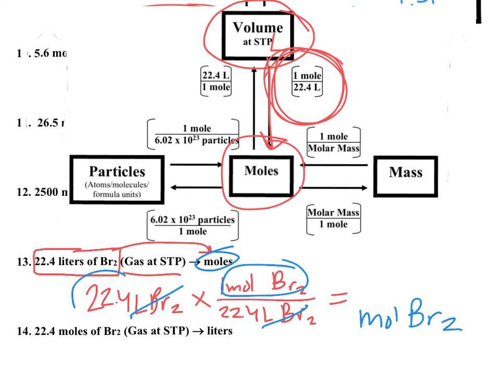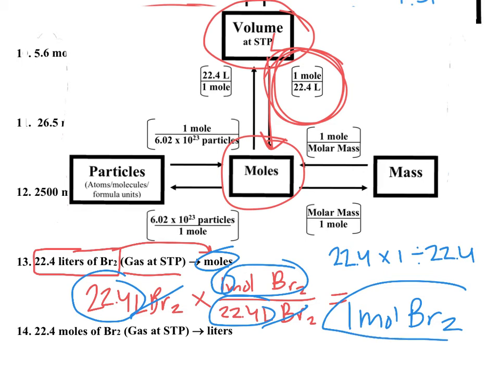Let me just do my math. Take the number we start with, multiply by the top, divide by the bottom. So that's going to be 22.4 times 1 divided by 22.4. And look at that. That ends up being 1. So your answer is 1 mole of bromine. And that makes sense. If you have 22.4 liters of bromine, there's 22.4 liters of bromine for every 1 mole. So it makes sense that you have 1 mole of it. Awesome. Let's take a look at that and move on to number 14.